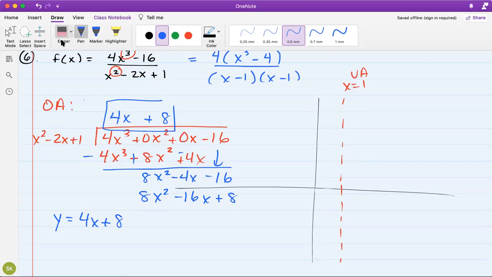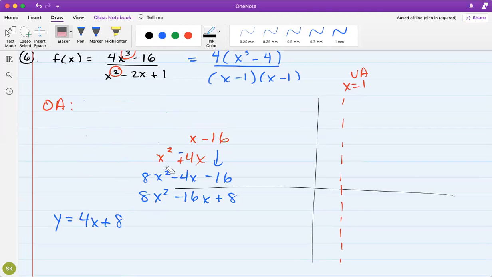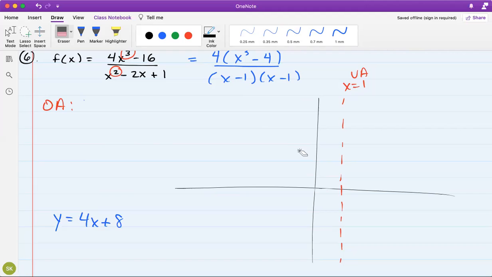Okay, so now let's erase this and draw this oblique asymptote. Of course, if we had a negative 4x, that would be more interesting. We would have a slanted line going like that. But because it's positive, let's say this is 8 here. We're going to go up 4 over 1. Well, let's see where that intersects this line. If we plug in 1 for x, we'll get 12. So at 12, we cross this line here.